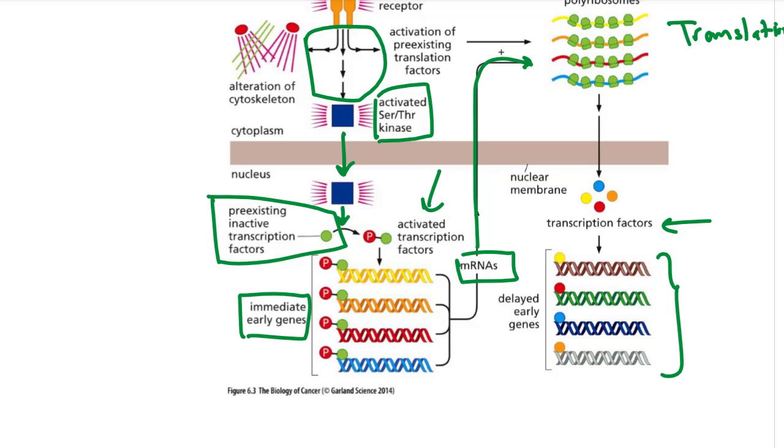Now you can see that immediately after activation, after a short period of time, you're going to get your immediate early genes. Within the products of the immediate early genes, there are transcription regulators that will go on to activate the transcription of the delayed early genes. And after transcription, you get the messenger RNA, and then you get translation, so you get full expression of those delayed early genes, and you get their products.